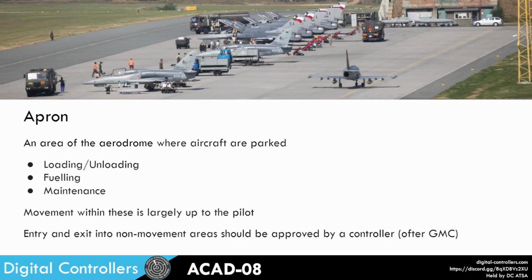So what actually is an apron? Well, an apron is the area of an aerodrome where the aircraft are parked. This is then typically used for loading and unloading aircraft, for fueling, and quite often for any sort of maintenance. Movement within an apron is largely up to the pilot, but entry and exit into them should normally be approved by a controller, which will be the ground movement controller, or another controller which has absorbed its responsibility.